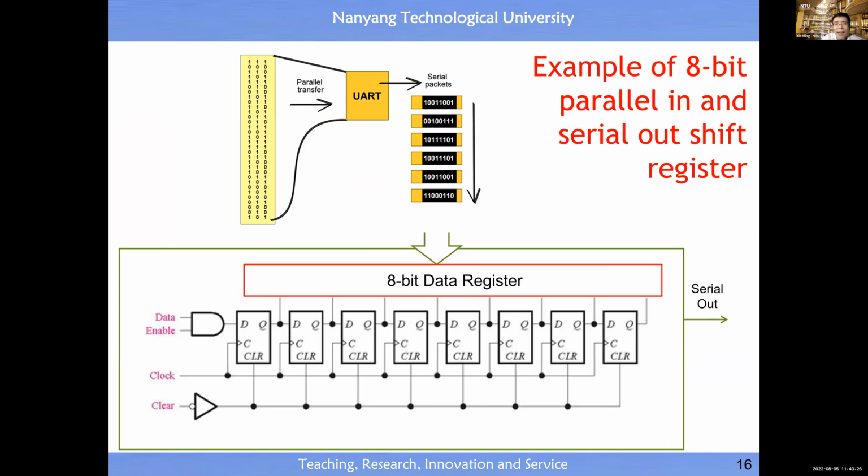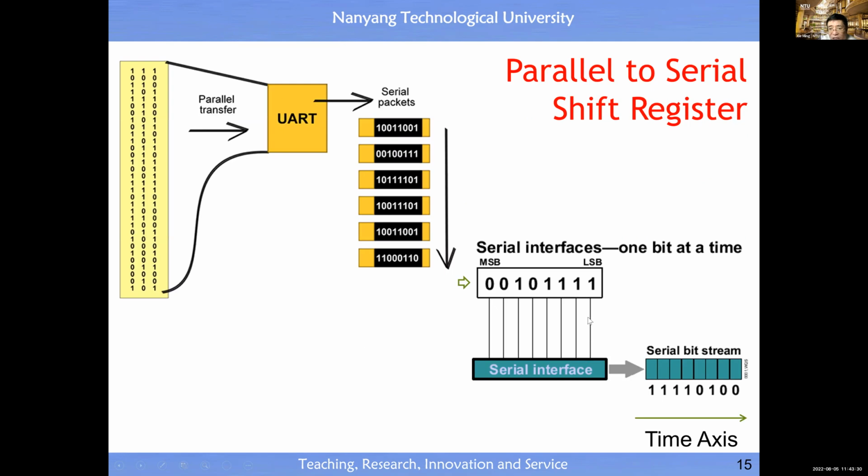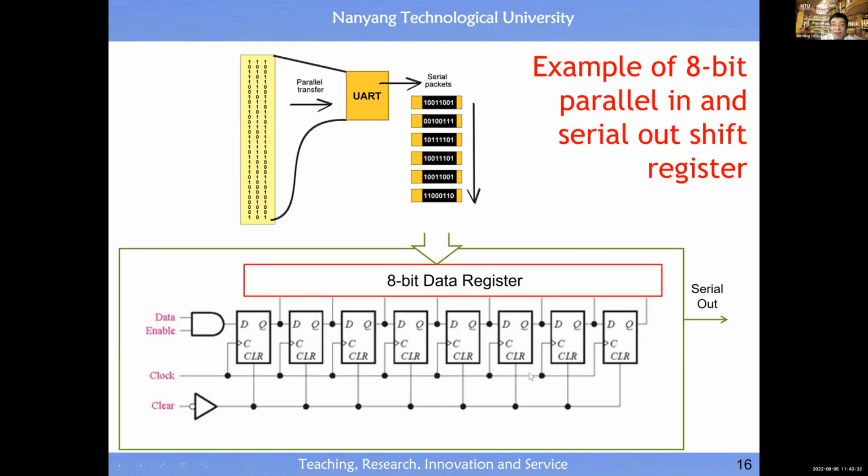Then what is the detail of this shift register? It looks like this. Internally the shift register has a clock. When one clock pulse appears, B0 will be sent out, then B1 will reach the position of B0. When the next pulse comes in, B1 will be sent out. So it is a shift towards the output.